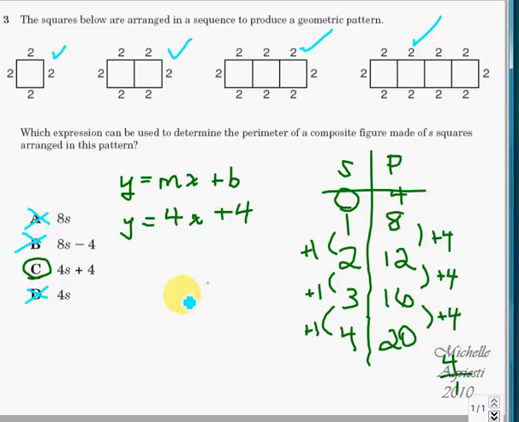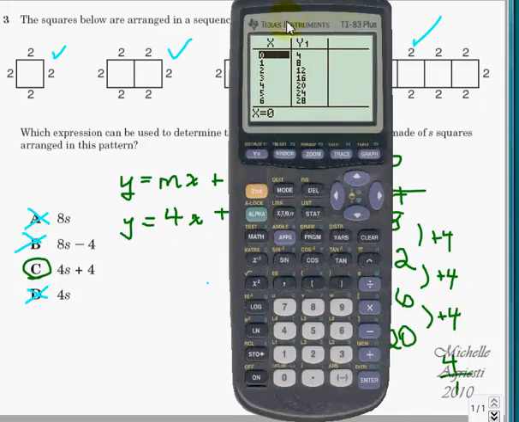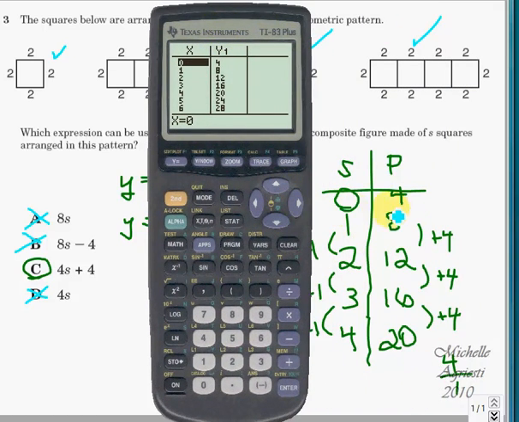Another thing we could do is plug it into the calculator to check. That's just 4x plus 4. Delete this other stuff. There's the graph. We want to look at the table. Make sure it matches ours. 0 is 4, sure. 1 is 8. 2 is 12. 3 is 16.